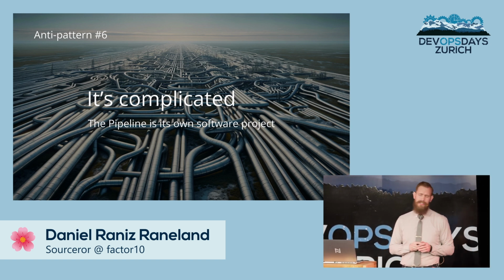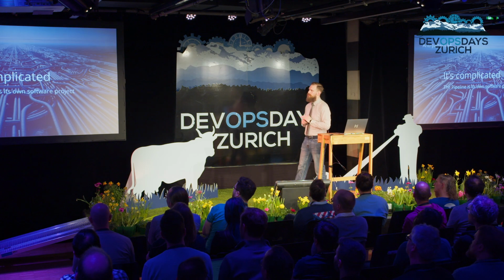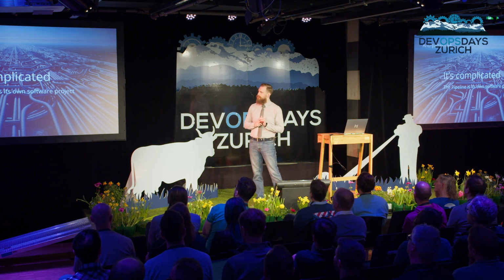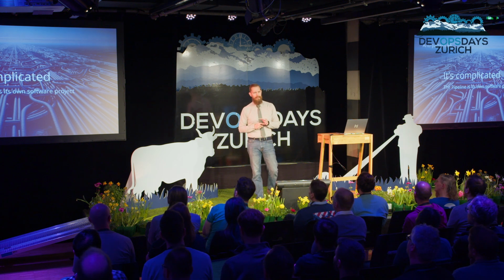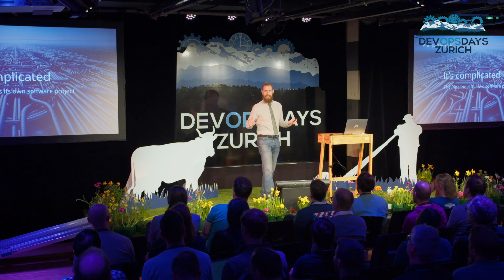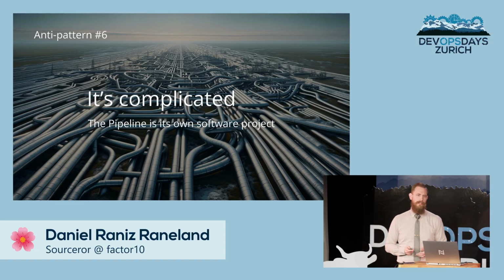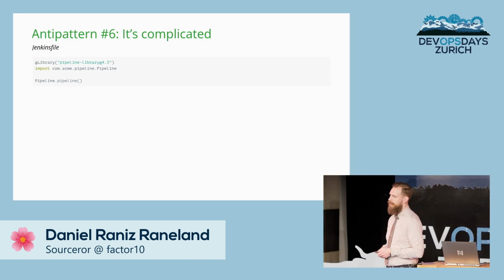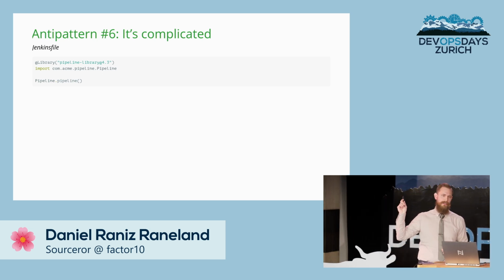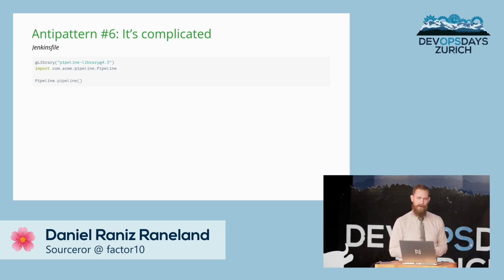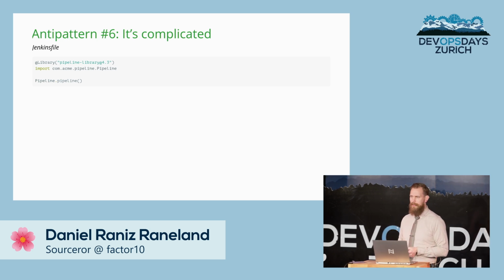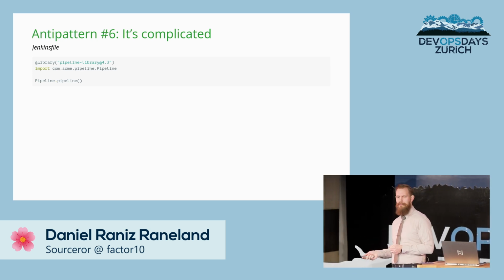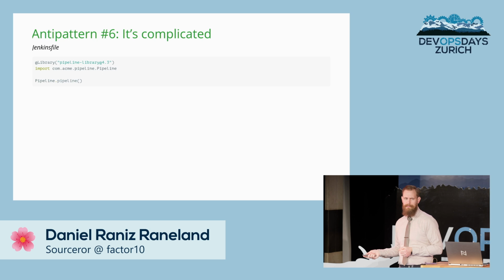Anti-pattern number 6, which is complicated pipelines. And this is where the pipeline is its own software project. I've seen this, the most egregious case was a Jenkins pipeline that consisted of 4,000 to 5,000 lines of code that solved all the pipelines in the entire company. This is what their repository pipelines look like. If you want to change this, you need to change the source code for the Jenkins library, compile that into a jar file, upload that to Jenkins, update the version number in this file, and then you can run it and see if whatever you changed worked.